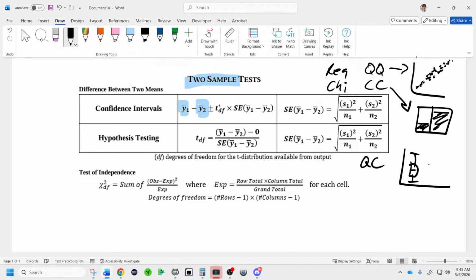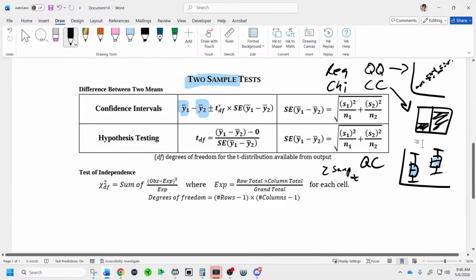If you have a two-level categorical X, you'd have two groups. And this is where you're looking at the difference between mean 1 and mean 2. Those might look like medians. It is QC right there, and that's where we do the two sample t. So you're comparing it. This is if you have two groups. The test changes if you have more groups. But the two sample t compares the means of two groups.